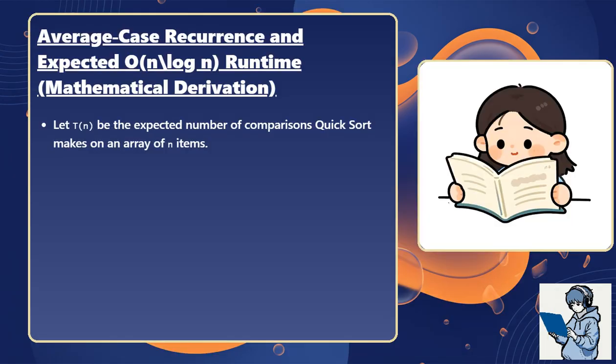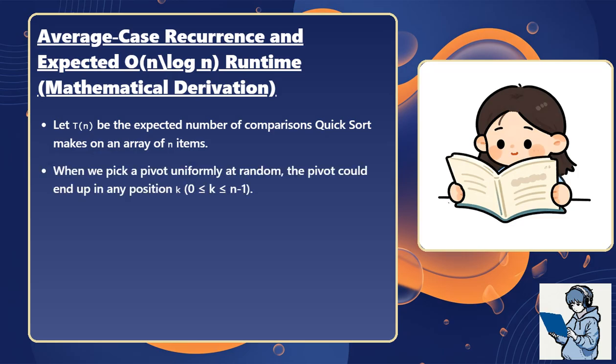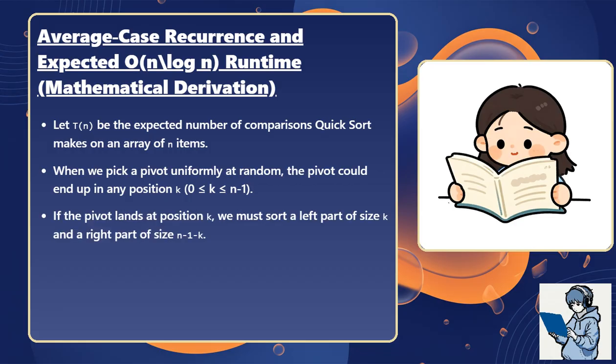Let T(n) be the expected number of comparisons quicksort makes on an array of n items. When we pick a pivot uniformly at random, the pivot could end up in any position k, 0 ≤ k ≤ n-1. If the pivot lands at position k, we must sort a left part of size k and a right part of size n-1-k. The cost of partitioning itself is linear, Θ(n).